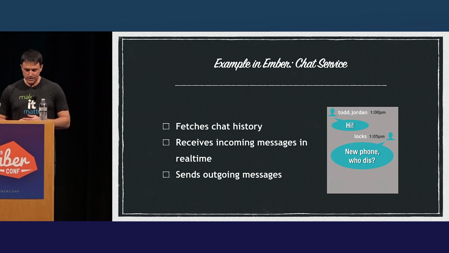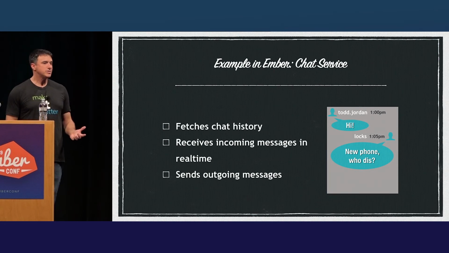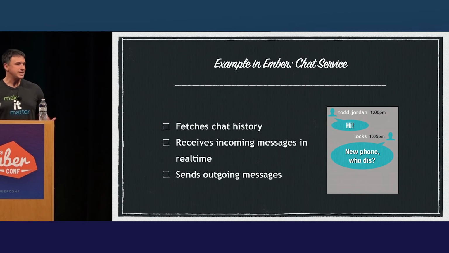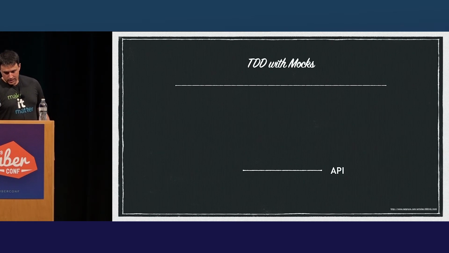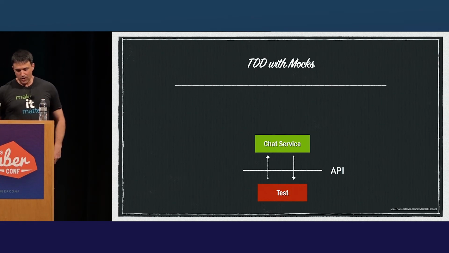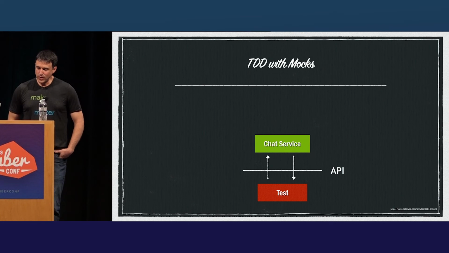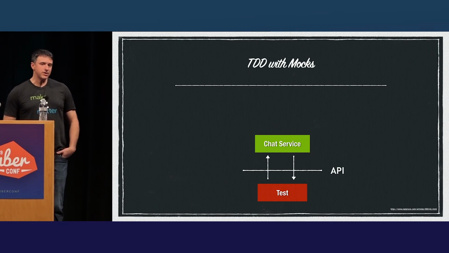So what this chat service is going to do is fetch some chat history. It's going to incorporate some profile data with that. It's going to receive incoming messages and send outgoing messages. So if we represented this, we start writing a test, and then we start implementing our chat service. And then we think about, well, what does this chat service need to do?